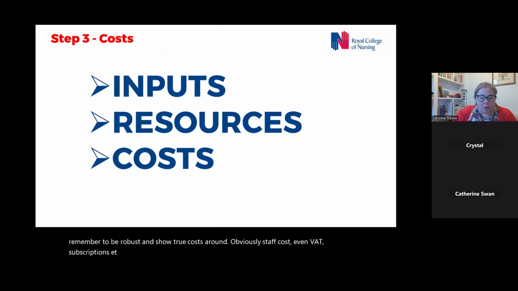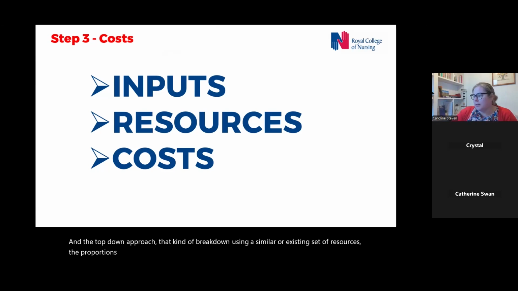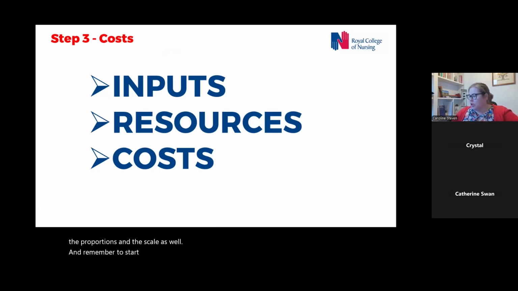Thinking about that bottom-up approach, count the various components, the sessions, the time and the materials, and the top-down approach, that kind of breakdown using a similar or existing set of resources, the proportions and the scale as well. And remember to start with the relationships, not the data.